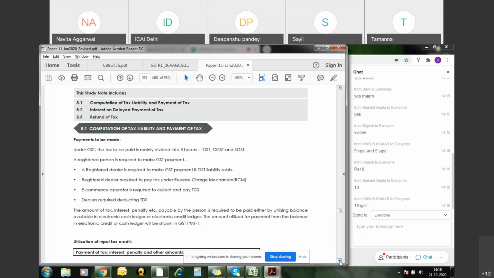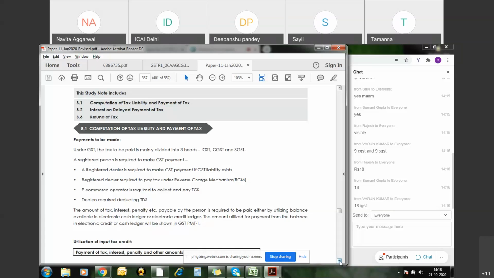Second is, a registered dealer is required to pay under RCM. Whenever a registered dealer is dealing with an unregistered dealer, then the registered dealer is liable to pay the tax on behalf of the unregistered person. So they raise the tax invoice that we studied in the earlier note, and they are liable to make the payment on those transactions under the reverse charge mechanism.